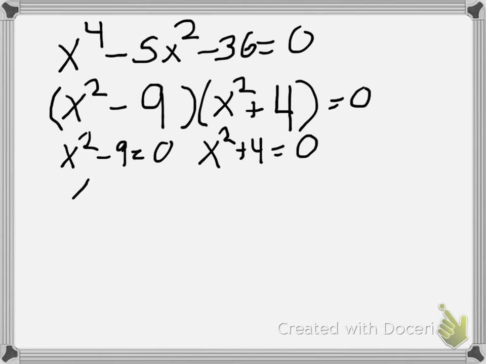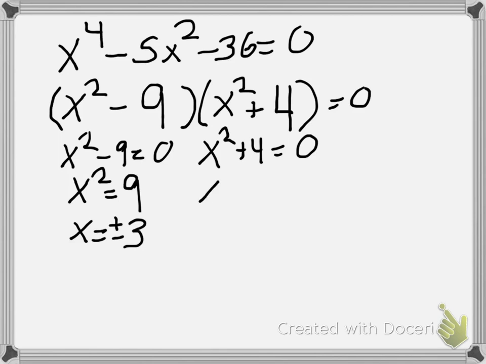Well, this is pretty straightforward. X squared now equals 9. X equals plus or minus 3. So there's 2 of your answers. Remember, the degree of 4 tells you how many answers there should be. Whether they be real or imaginary is for you to figure out.